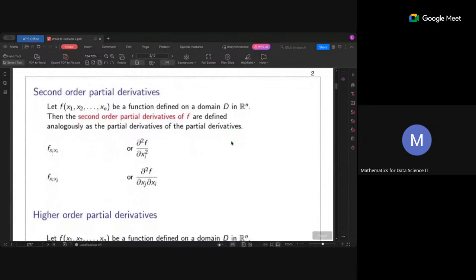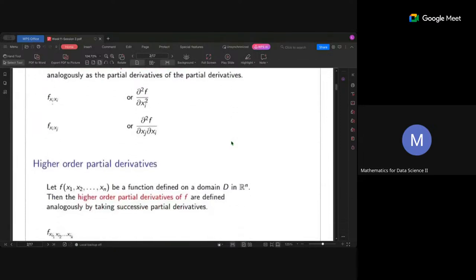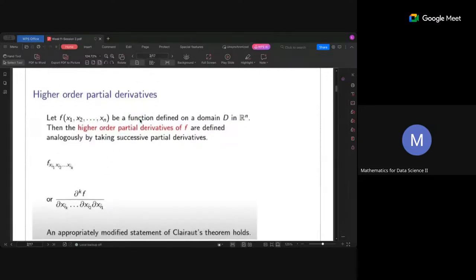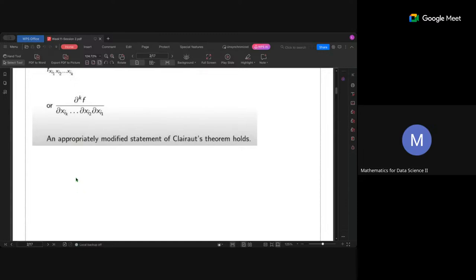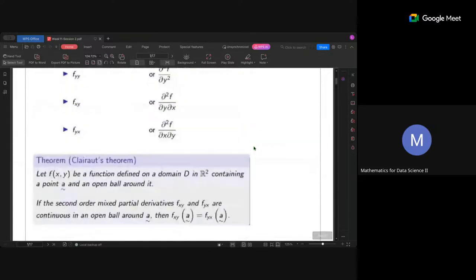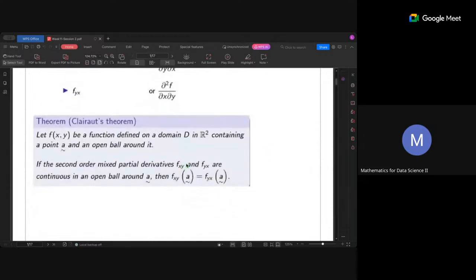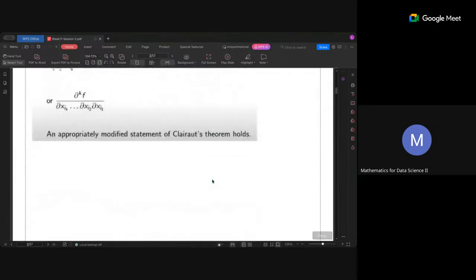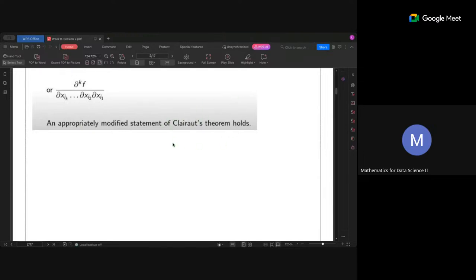The same can be extended for functions of n variables. If you have a function of n variables, you can keep on doing the partial derivative and get higher orders of partial derivatives. So an appropriately modified statement of Clairaut's theorem holds. It means, for example, if there are three variables, then you have to say fxyz, fyxz, and maybe one more term, maybe fzxy. Like this, all of them should be continuous around the open ball A so that they are all equal. You have to write the appropriate terms, because there will be several terms which are equal at that point. So you have to identify all those pairs and see if they are continuous at that point to give the equality. Okay, fine.